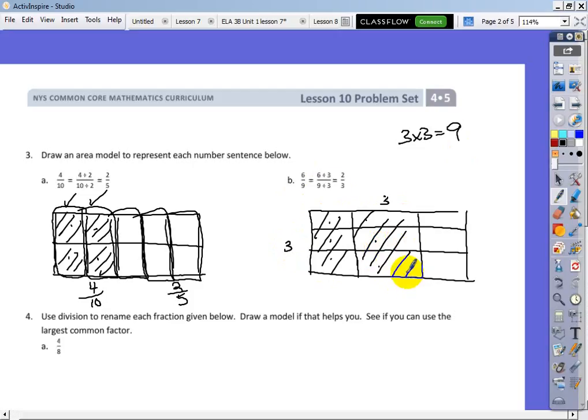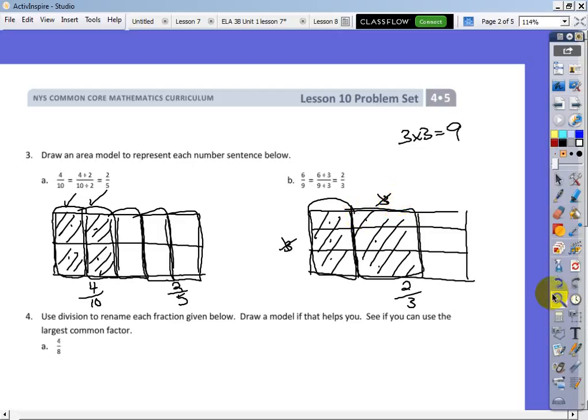Looks like it's going to be 2 out of 3. Yeah. 1, 2 out of 3. 2 thirds. Don't worry about these things. I'm just using that as an area model to count 9. That's not a great drawing though.